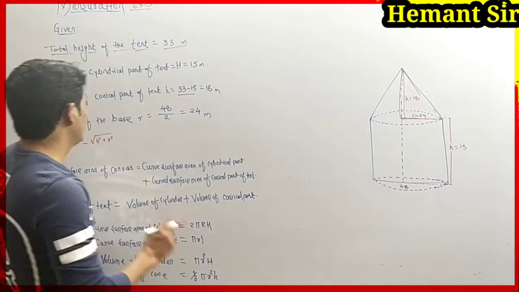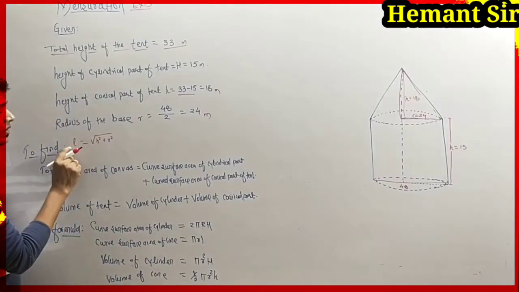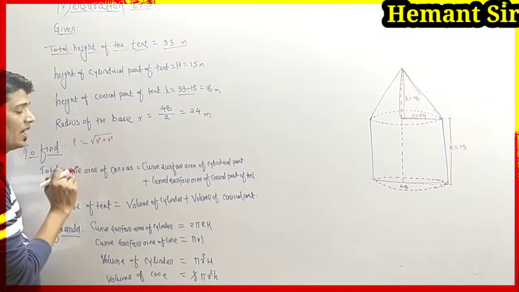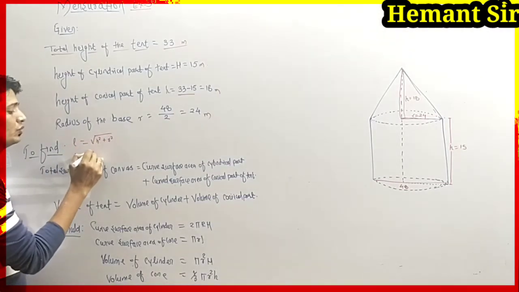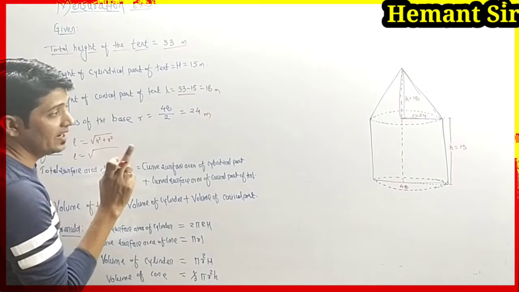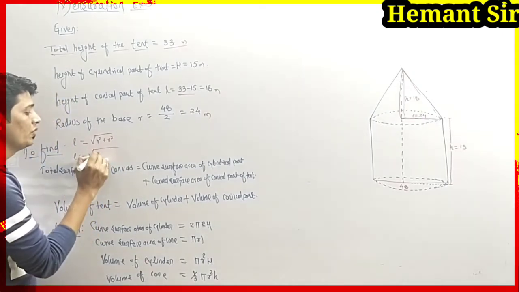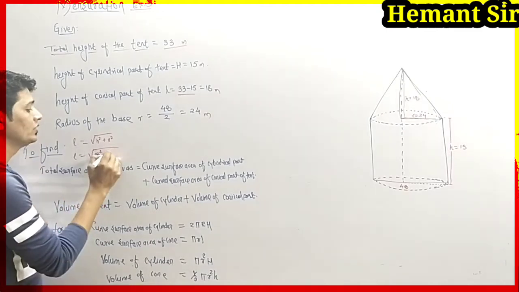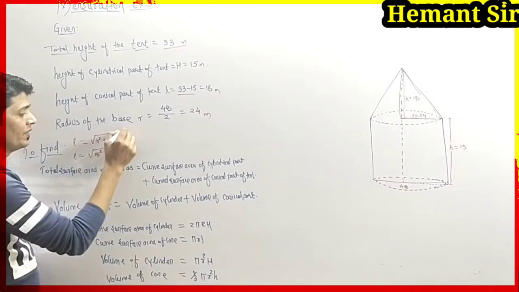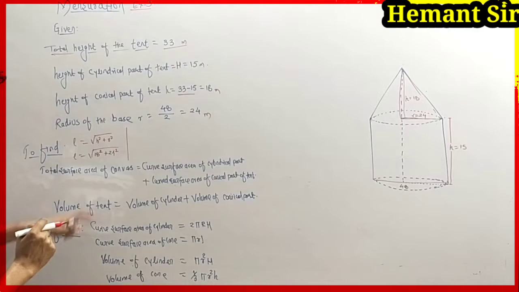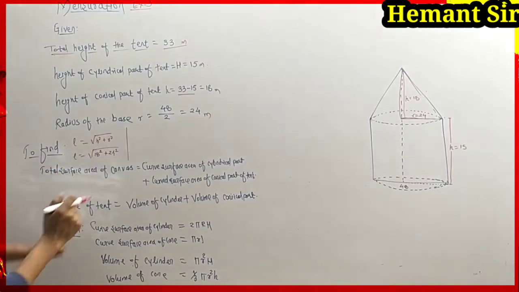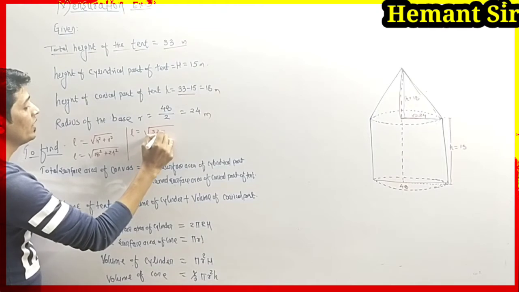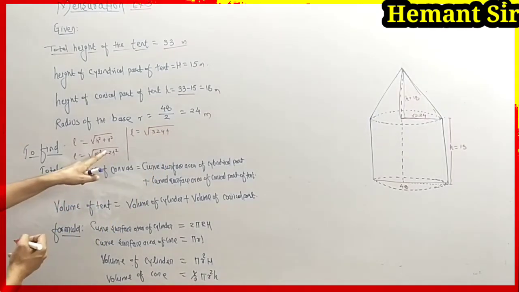So for removing the square, we take the square root on both sides, so we get l equals root of h square plus r square. What is h? h is the height, which is 18. So it will become 18 square plus r is 24, so it is the square of 24. Once you solve, the square of 18 is 324. So l equals root of 324 plus the square of 24, which is 576.